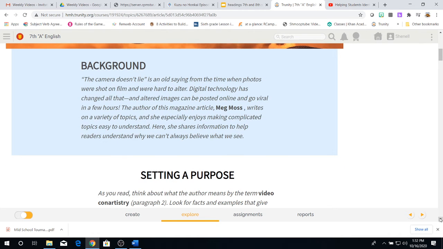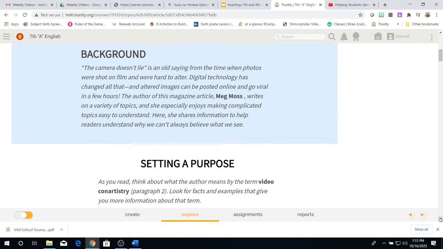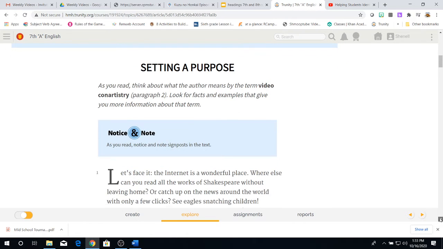Background information on Meg Moss. The camera doesn't lie is an old saying from the time when photos were shot on film and were hard to alter. Digital technology has changed all of that, and altered images can be posted online and go viral in a few hours. The author of this magazine article, Meg Moss, writes on a variety of topics, and she especially enjoys making complicated topics easy to understand. Here, she shares information to help readers understand why we can't always believe what we see.